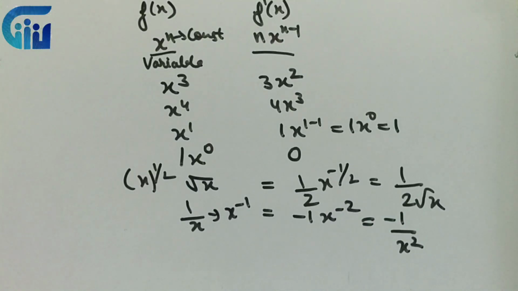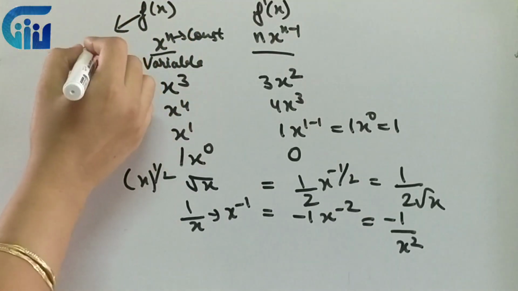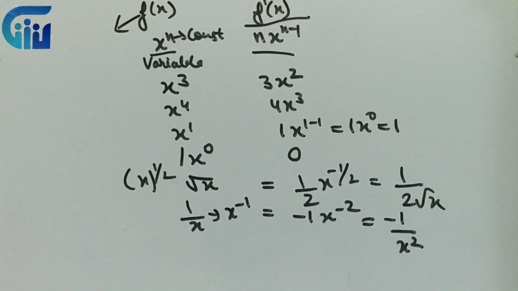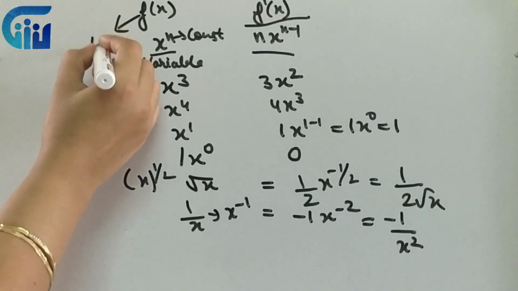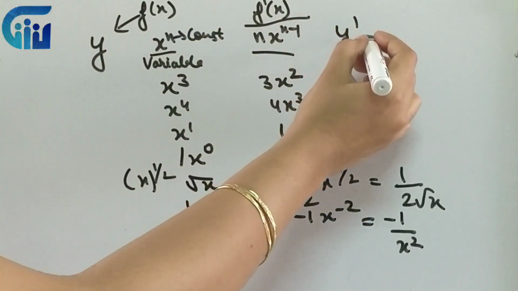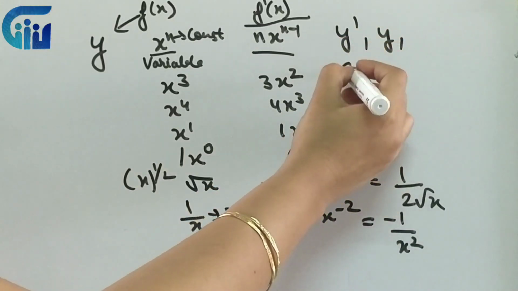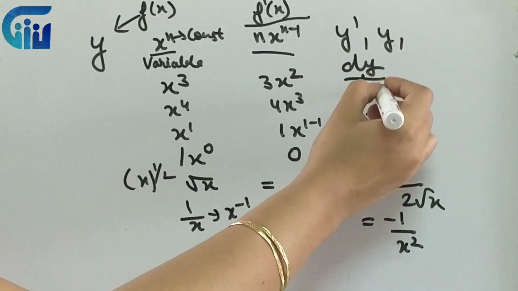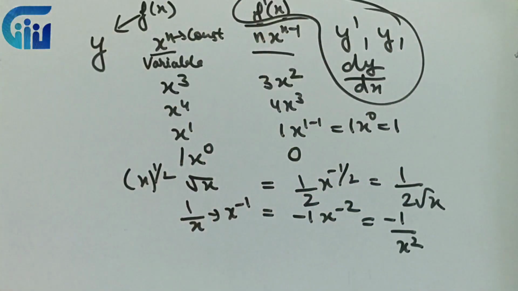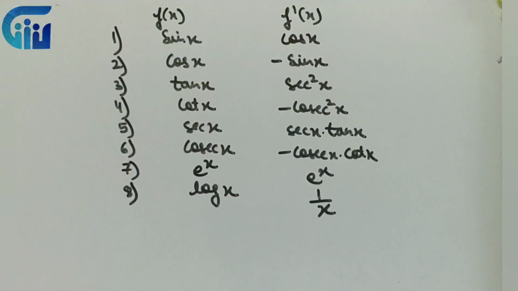And what we have to remember: if we represent the function by f(x), then the derivative we represent by f dash x. Similarly, if we represent the function by y, we can represent the derivative by y dash, y1 or dy by dx. All these are synonyms of derivative. Next, today in this video, we will learn about the basic important rules in derivative and how to differentiate a particular function.